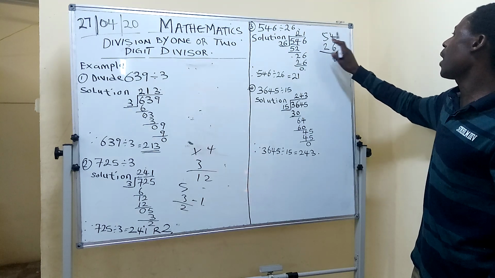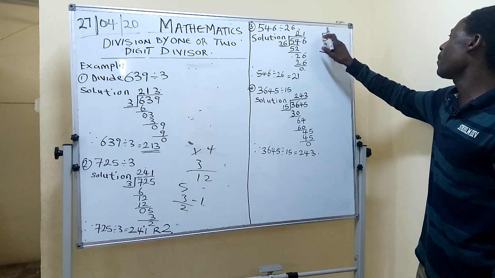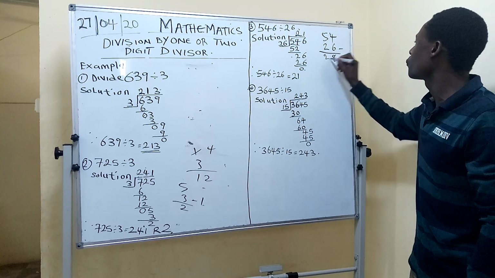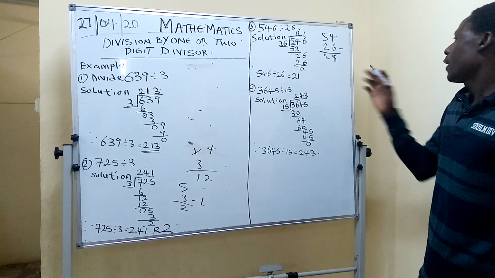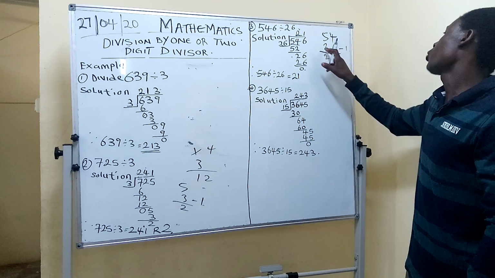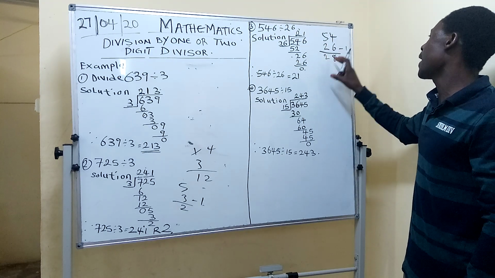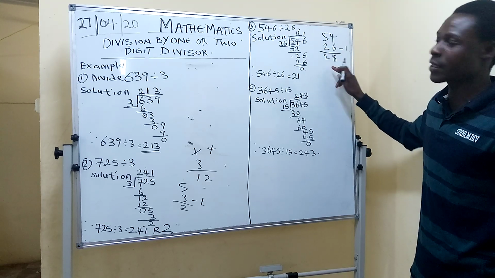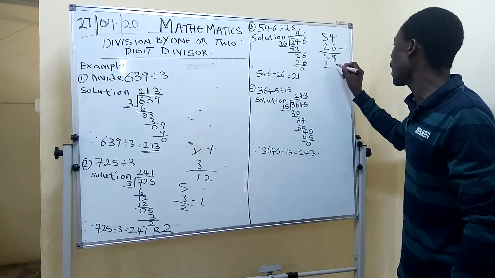Now, don't forget that this number remains 4. Remove 2 from 4, we have 2. Here, we have now 28. 28 is bigger than 26. We can still have 26 in 28. Now we bring 26 again.